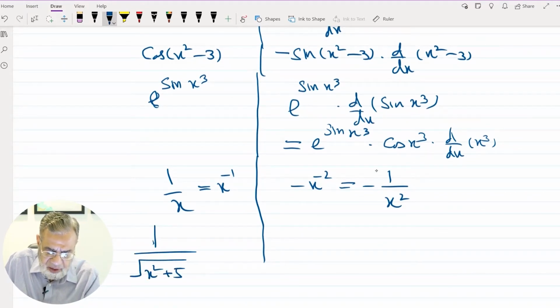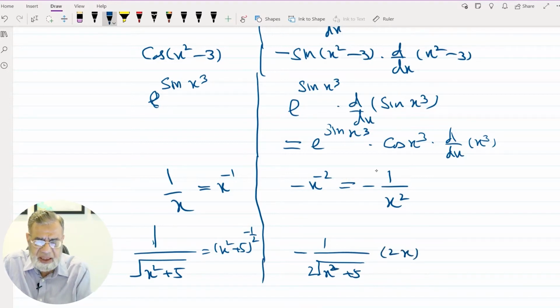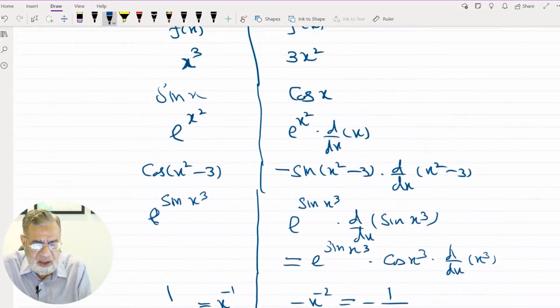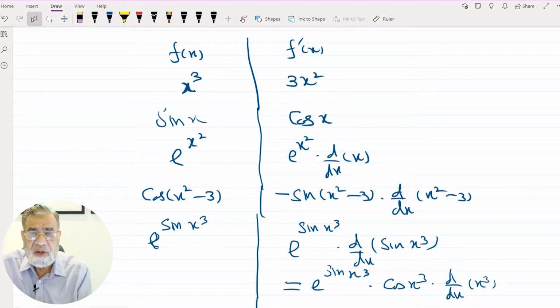So this will be, actually we can write here, this is equal to x squared plus 5 to the power minus 1 by 2, or simply we can write this as minus 1 over 2 into root of x squared plus 5, and then we take the derivative of x squared plus 5, that's equal to 2x. So these are the basic formulas and applications in the case of the derivative of one variable, because we are going to extend it to the derivative of two variables.